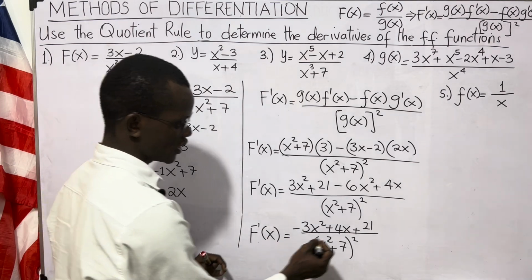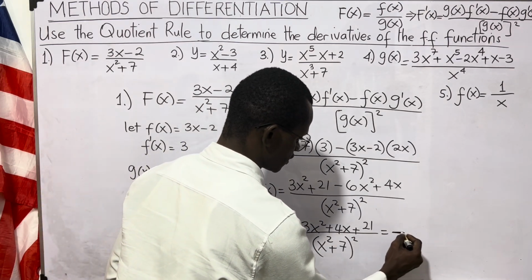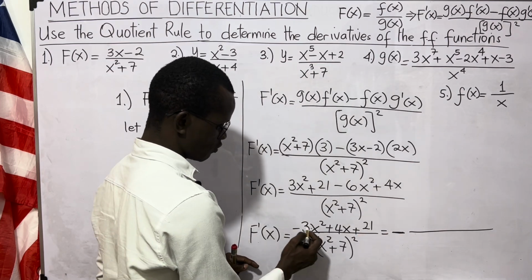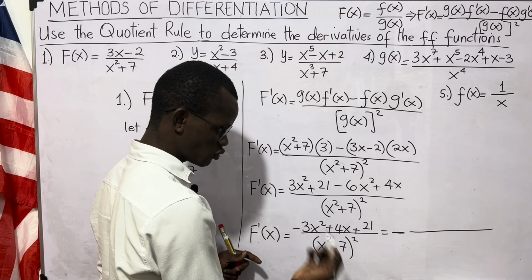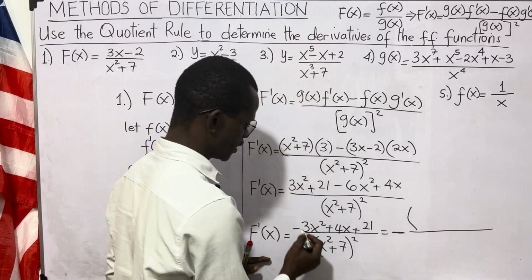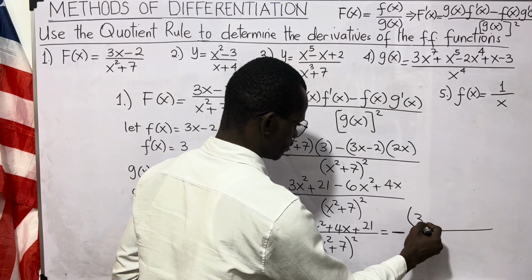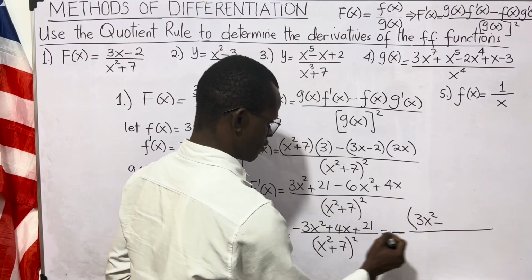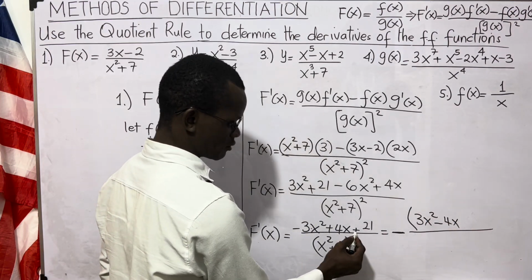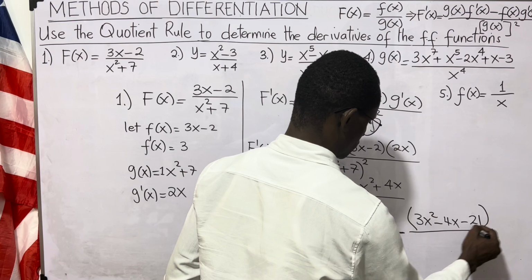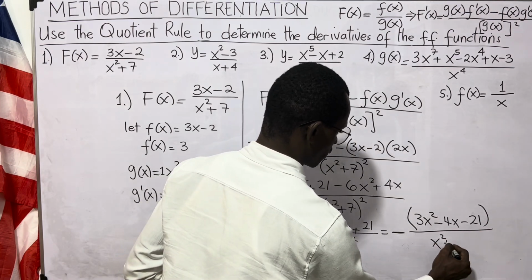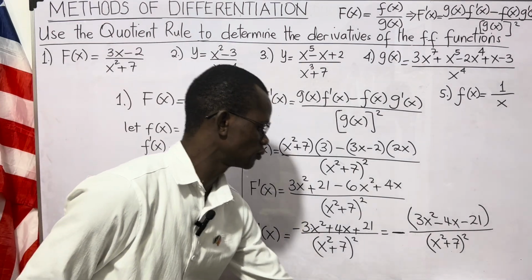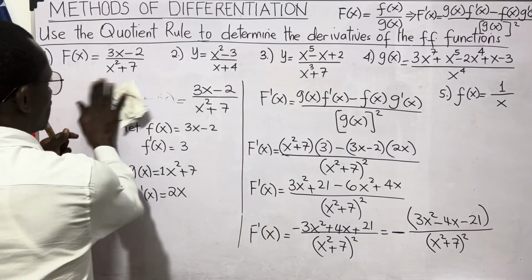If you want to factor out this negative, you can put it in the center of this line. And then when this is factored out, to not confuse you, put it in parentheses, right? So negative times this negative is positive, 3x squared. And then negative times positive is negative 4x. And negative times positive is negative 21. Divided by x squared plus 7 raised to the second power. So we've done with the first one. Now let's move to the next problem.